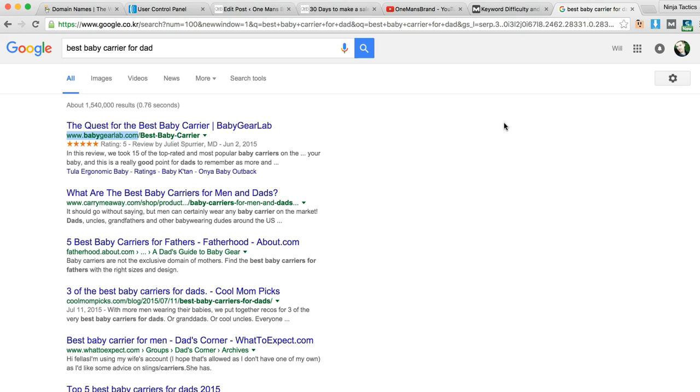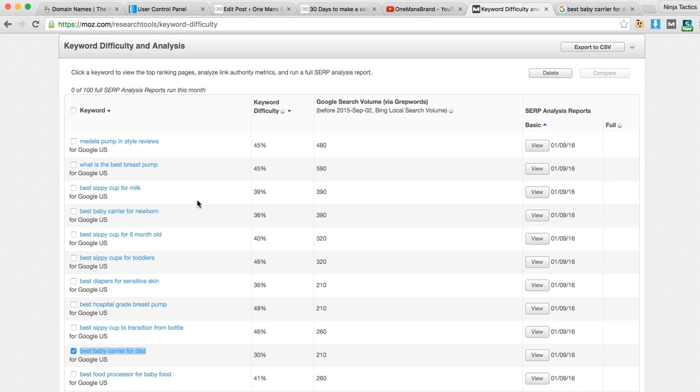So I'm thinking, okay, now we need to go on to the keyword research. I need to actually find some keywords that I'm going to be able to rank for. So we go and do some digging around, and we find this keyword here, best baby carrier for dad. We think, great, this looks like a good keyword. You already have some content in mind. You're getting excited. You're thinking, okay, this is going to be great. I'm going to write content for this. I'm going to publish it, and boom, I'm going to be top of the SERPs.